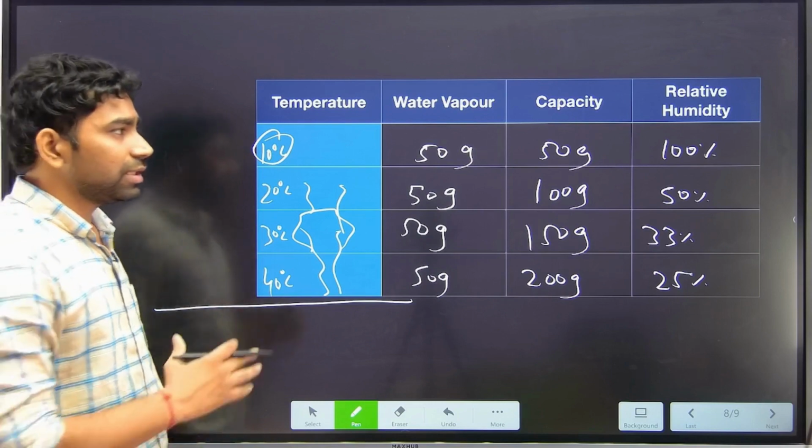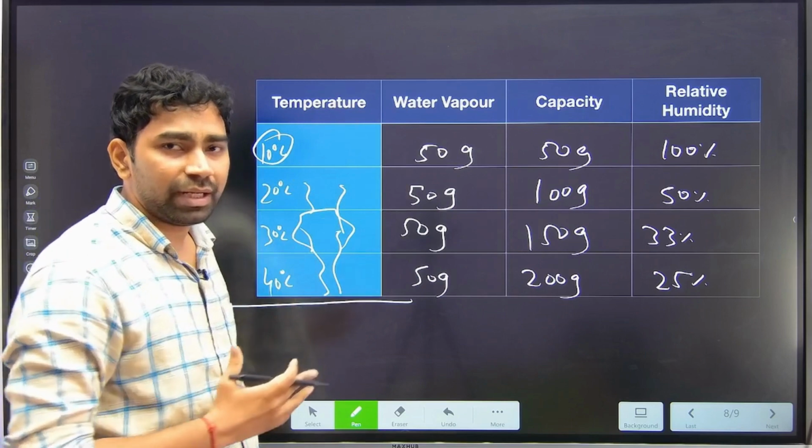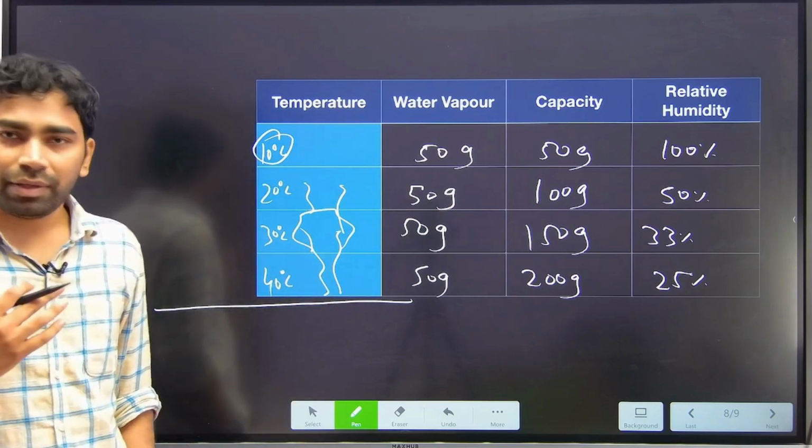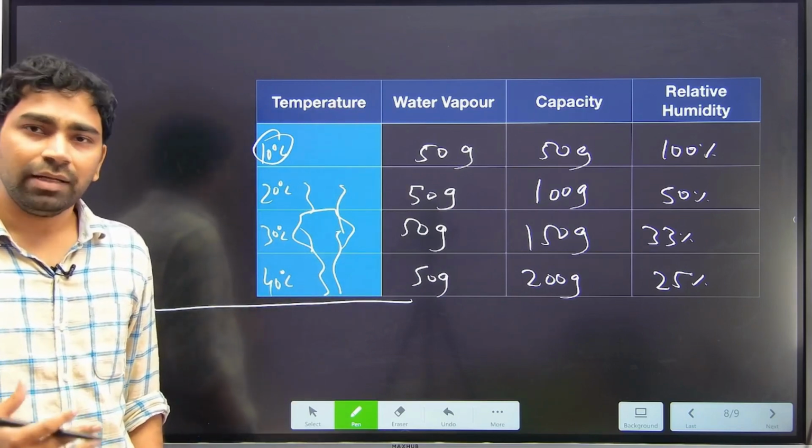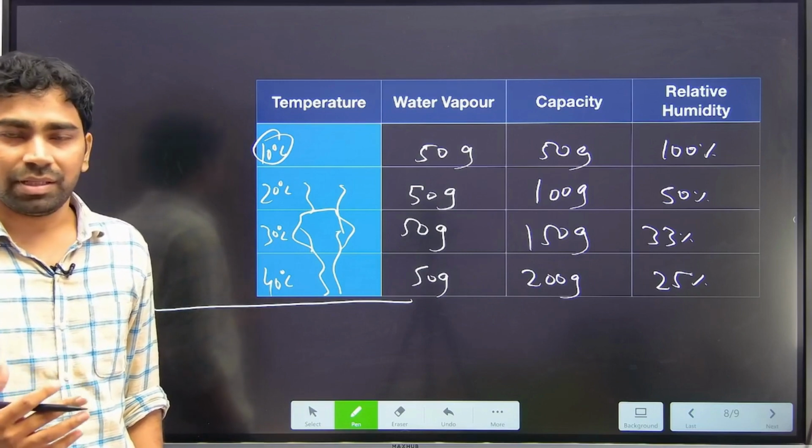Okay, so this is the topic of humidity, and after this you will be very easily able to understand the process of precipitation.